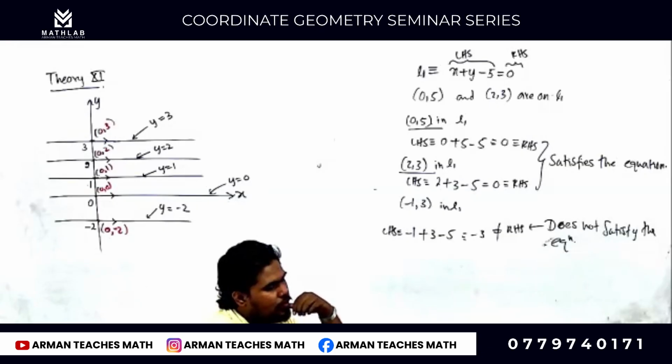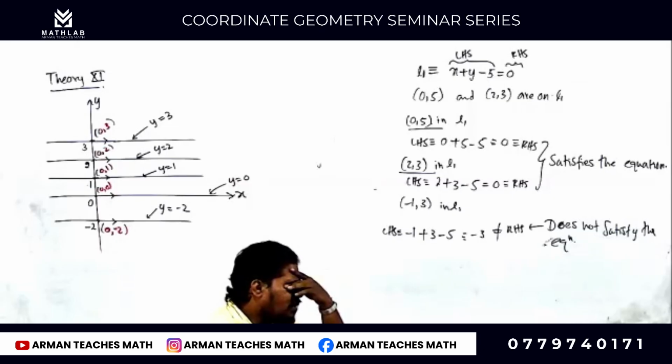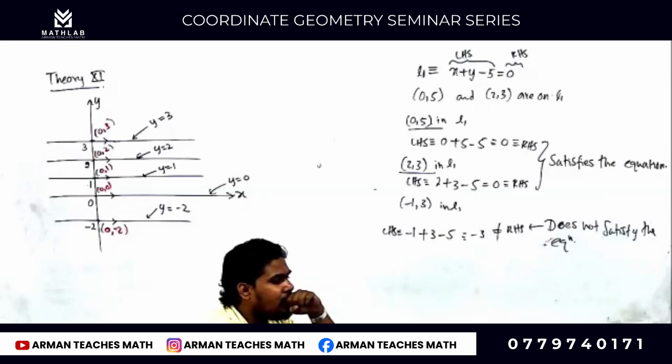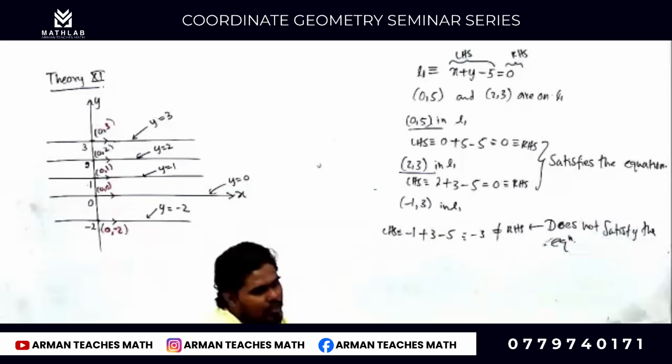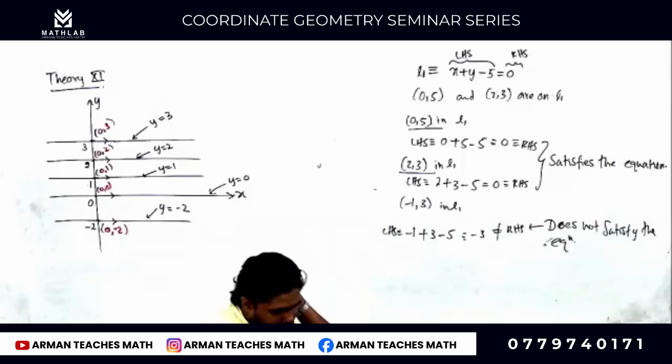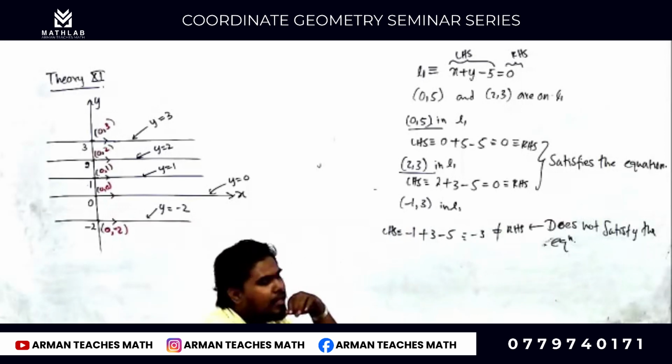I'll give you a few examples. Write separately: y equals minus 2 is the straight line that passes through the point (0, minus 2) and is parallel to the x-axis.